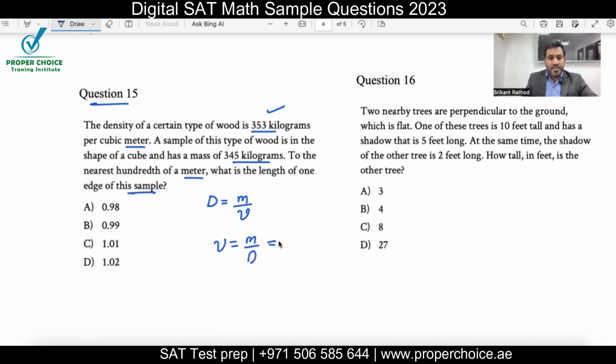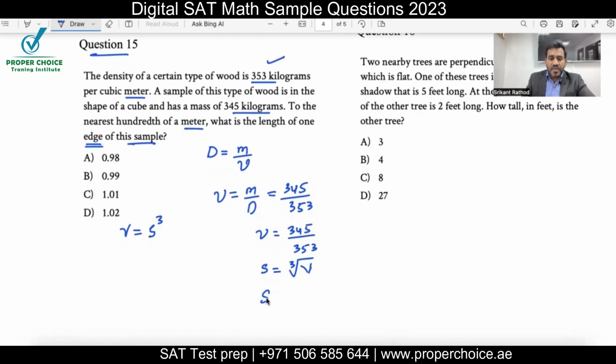Put in the values. Mass is 345 kg, density is 353. So volume is 345 divided by 353. Now what is the formula for the volume of a cube? Volume of a cube is equal to side cubed, or edge cubed. Edge means the same as a side. Now, how do we get a side? Side is equal to the cube root of the volume. So you just need to take the cube root of whatever value has been given to us.